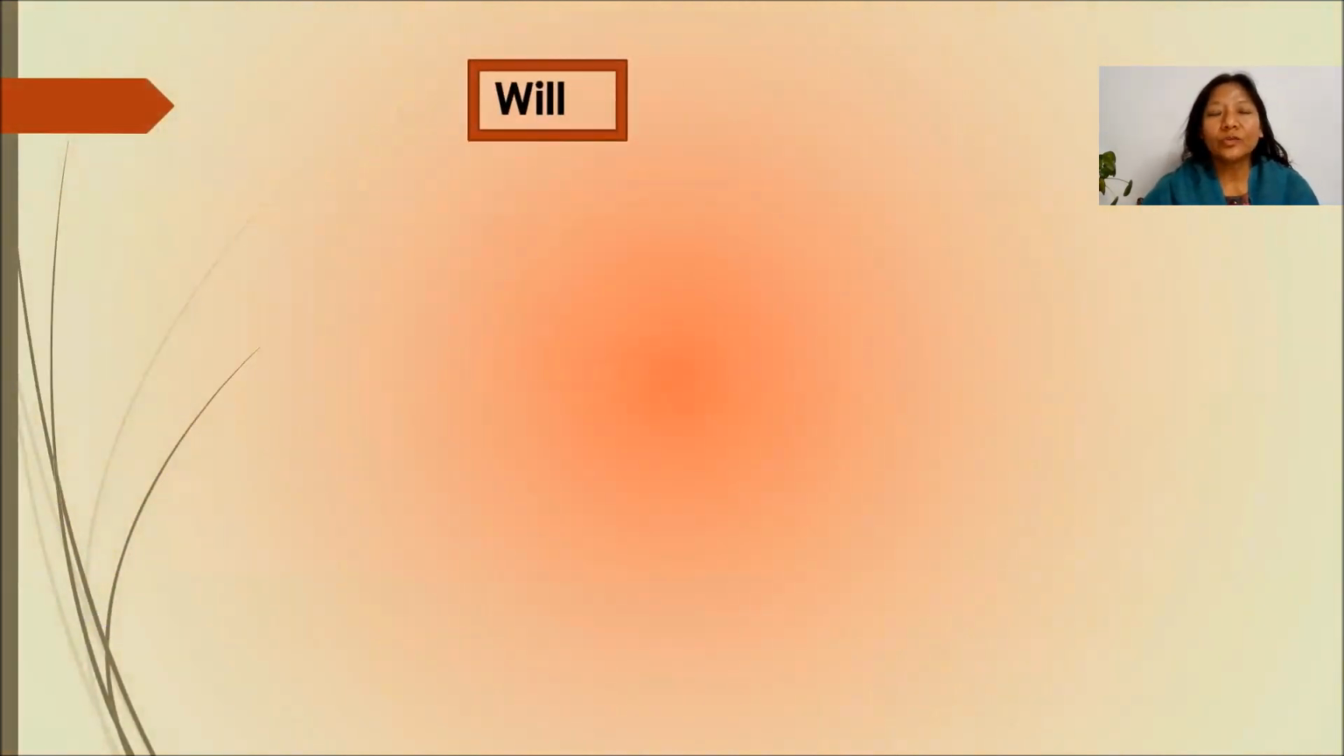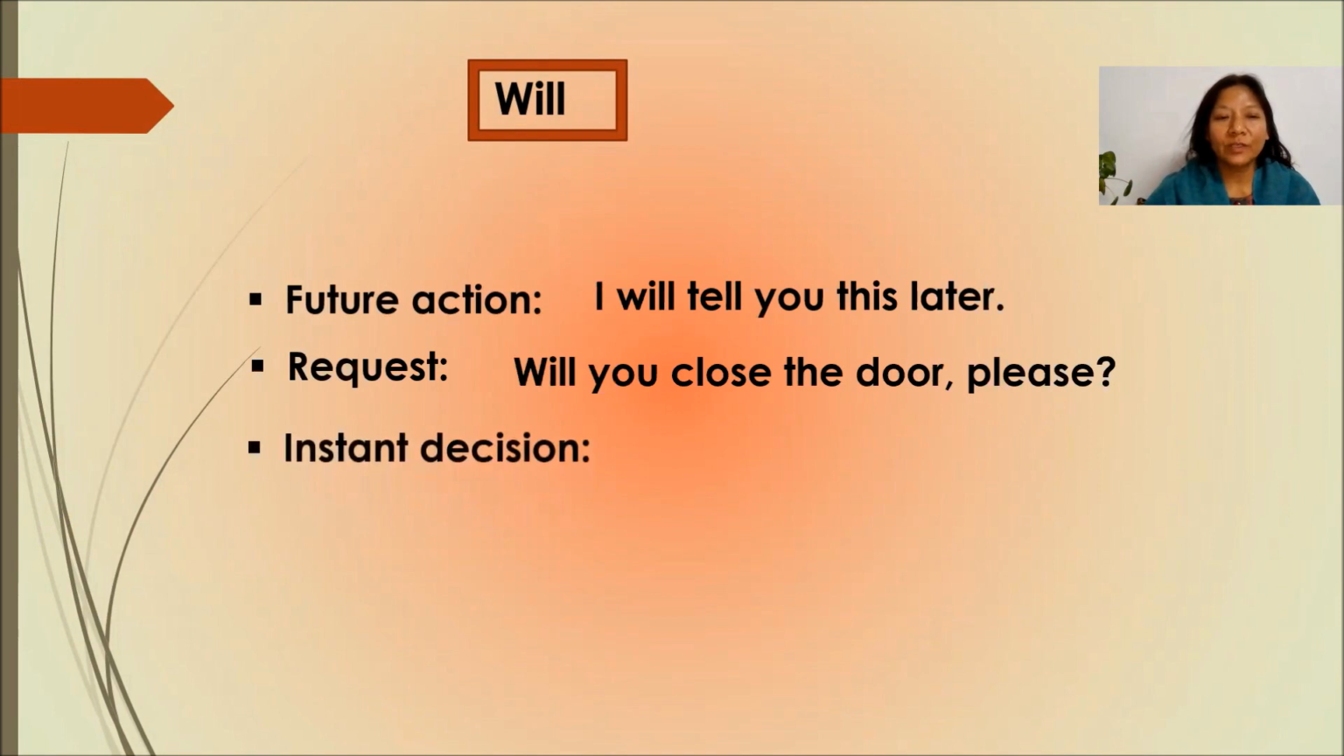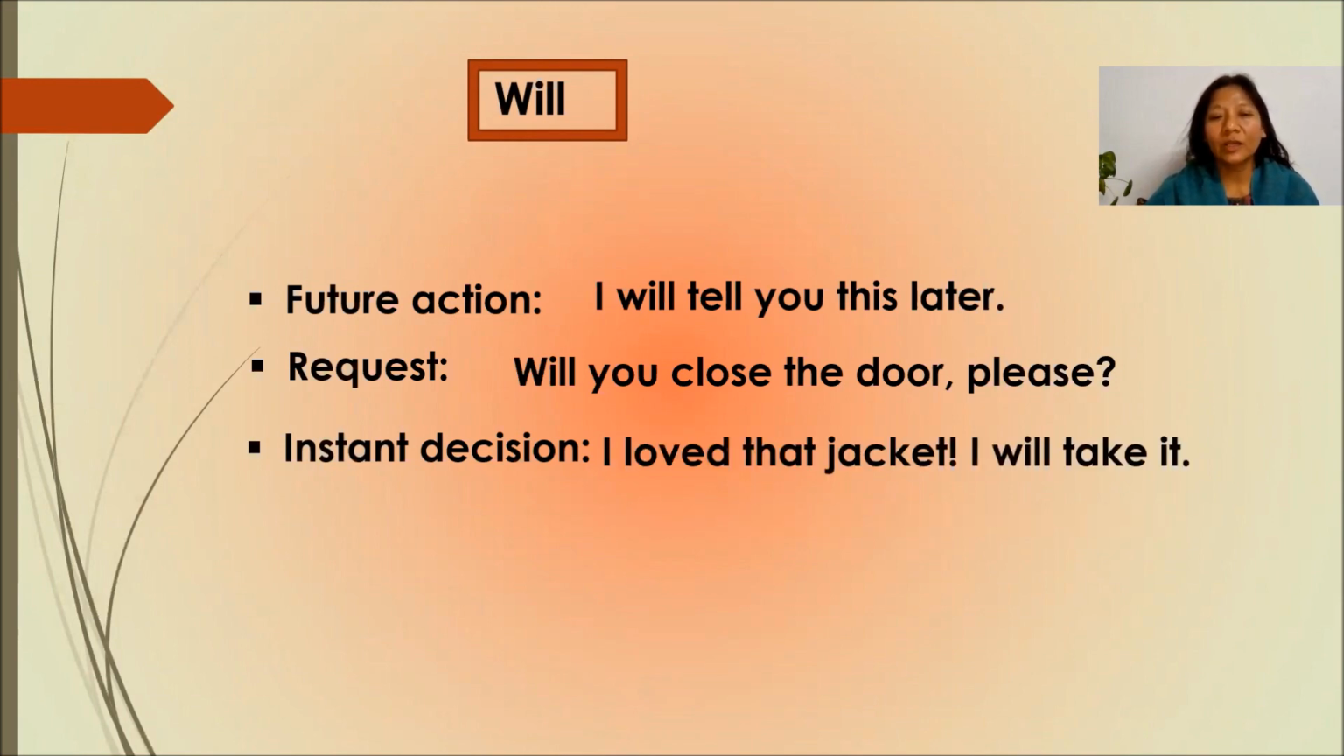Will is one of the modal verbs which is used to express future action. I will tell you this later. Okay. For request, will you close the door, please? And instant decisions. I love that jacket. I will take it. Okay, you are in the market. You saw a jacket that you like, so immediately you decide to take it. So, I will take it.